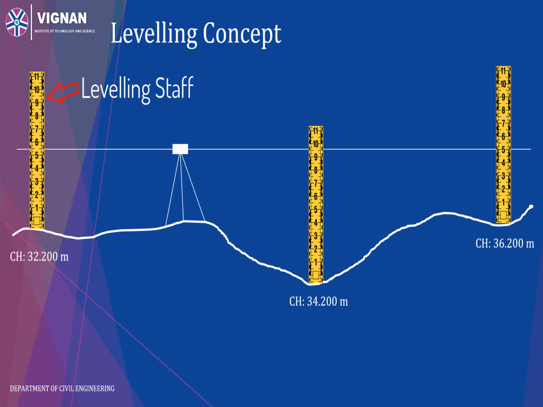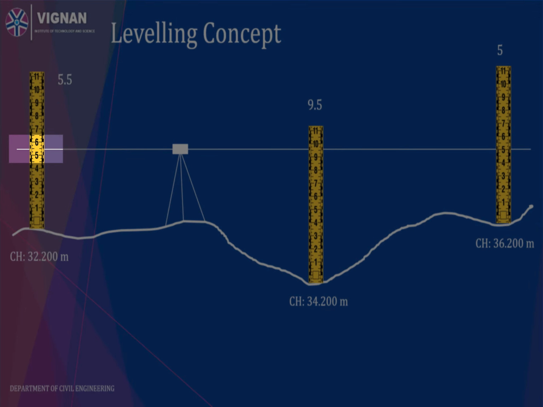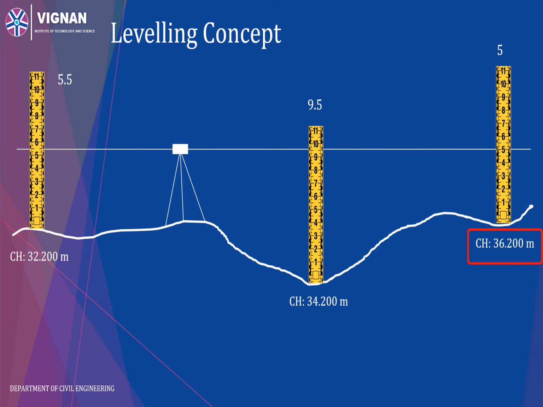For example, the leveling staff is kept at regular intervals of chainages, which I have shown there. The first chainage was 32.2 meters, the next chainage was 34.2 meters, the next chainage was 36.2 meters. At regular chainages, we can determine the level differences. Let us take the chainage point at 32.2. Our level line matches approximately the leveling staff at 5.5. Similarly, at 34.2, 9.5. Similarly, at 36.2, 5.